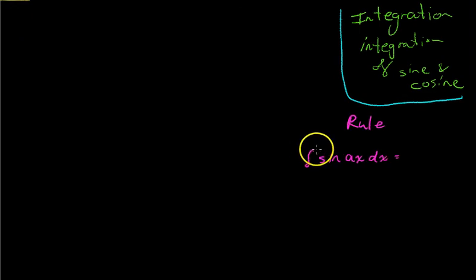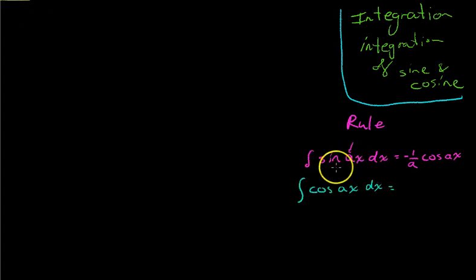So first rule here, the integral of sine ax with respect to x. Now that a just represents a number, just any number. So the integral of sine, say 5x, with respect to x is equal to negative 1 on a cos ax. Okay, so there's our rule for the integral of sine ax. And a second rule here, really straightforward. The integral of cos ax with respect to x, that's going to be just 1 on a sine ax.